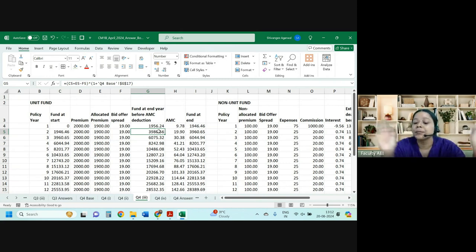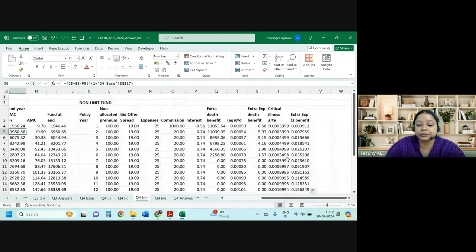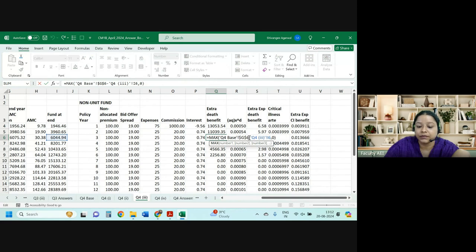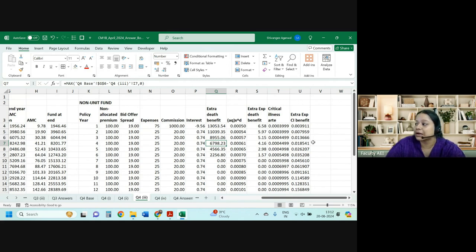Whatever you pay in the form of units is not included in your non-unit fund. That is why in the extra death benefit we deduct the unit fund, because we don't bother about that. What matters is how much we are paying on top of it. As I explained, if the unit fund is 100 and you have to pay 120, then 20 rupees is your cost. But if you are paying 95, then 5 rupees is your benefit. We include that as a profit. That is the surrender penalty. Remember, we added it.